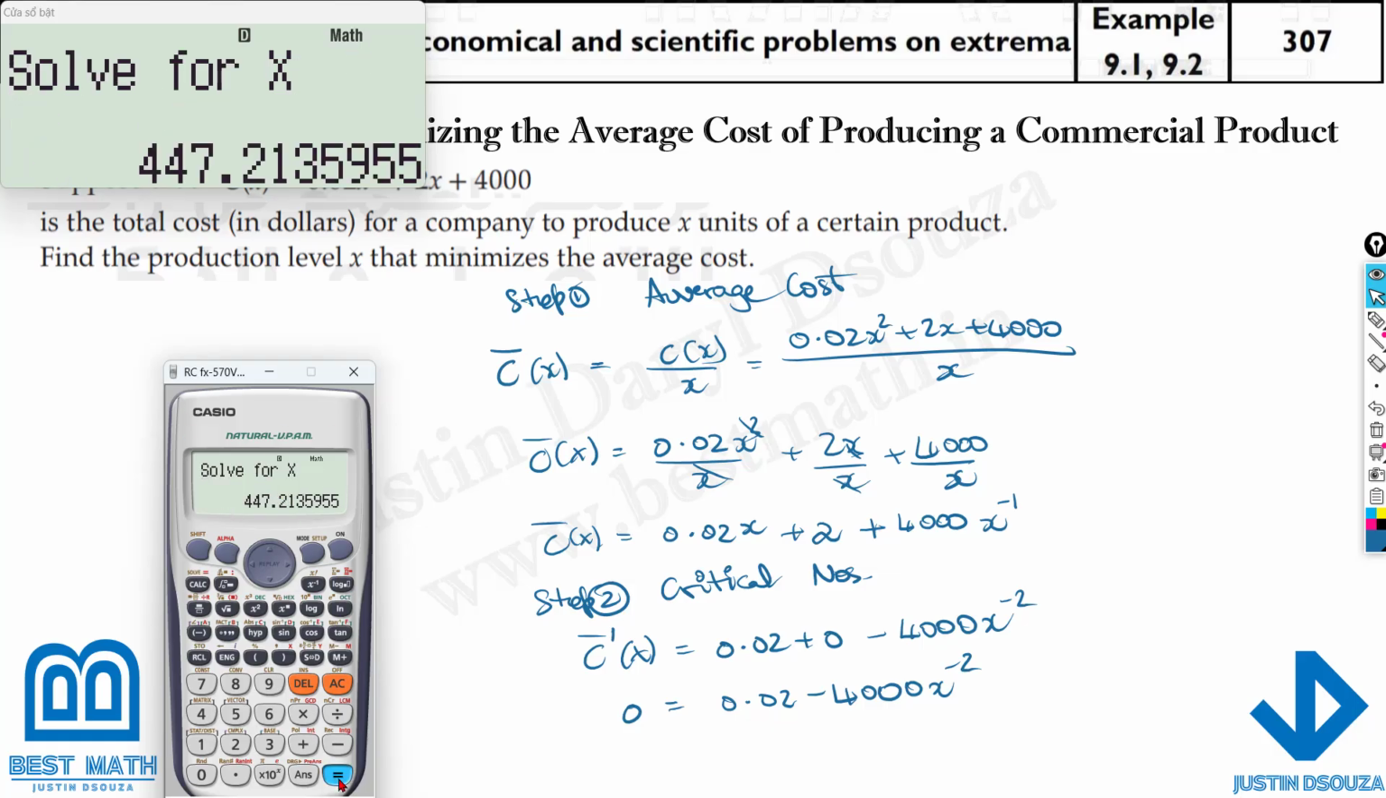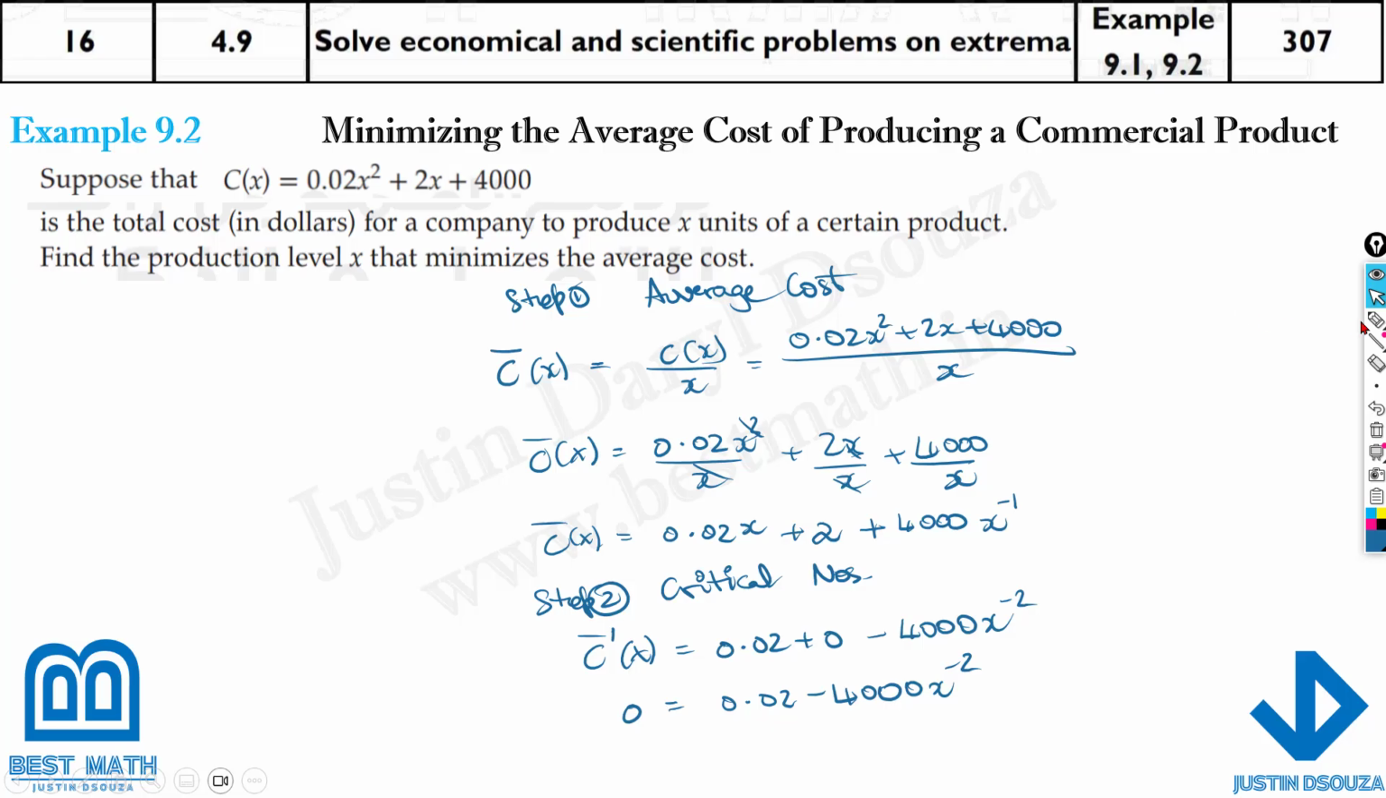This is the correct answer. See, this is the correct answer. When you press equal to, it must be the same. It should not change. So it is 447.2, but since it's a product, we can't take decimal values. It should be a whole number. So x over here is equal to 447 units. Now step 1, step 2 is done.